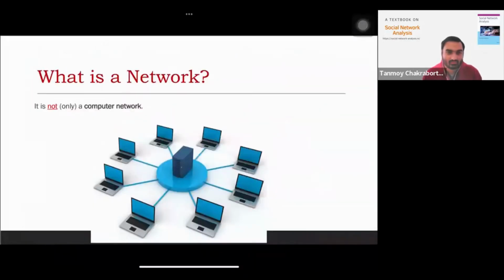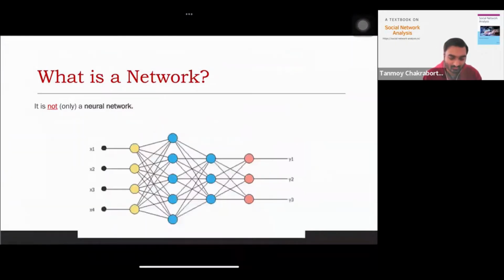When I use the term network, sometimes people think of a computer network, a basic TCP/IP protocol, and so on. A computer network is definitely a network that we are talking about, but it is not the only network. It is an example of a network that we'll talk about in this course. Similarly, people sometimes think of neural networks, because these days that is the buzzword. Again, a neural network is an example of a network that we study, but it is not the only network that we'll discuss here.